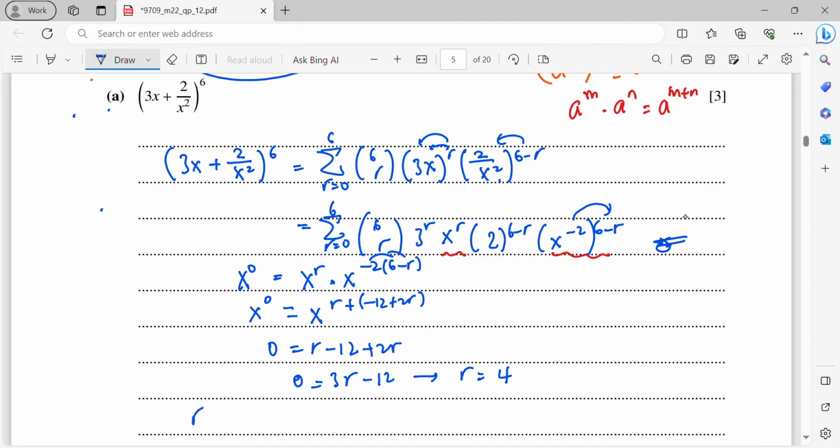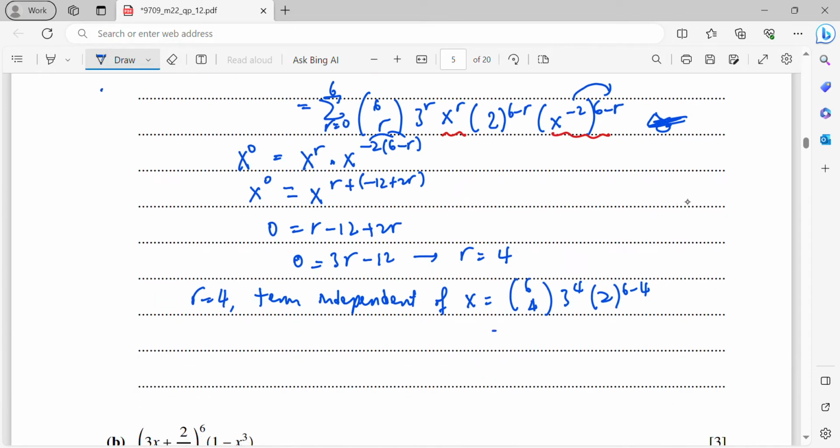Alright, so when r equals 4, the term independent of x is going to be 6c4. Just substitute into this expression. 3 power 4, 2 to the power 6 minus 4. So when you calculate this, it should be 4860. So that's the solution of this question.